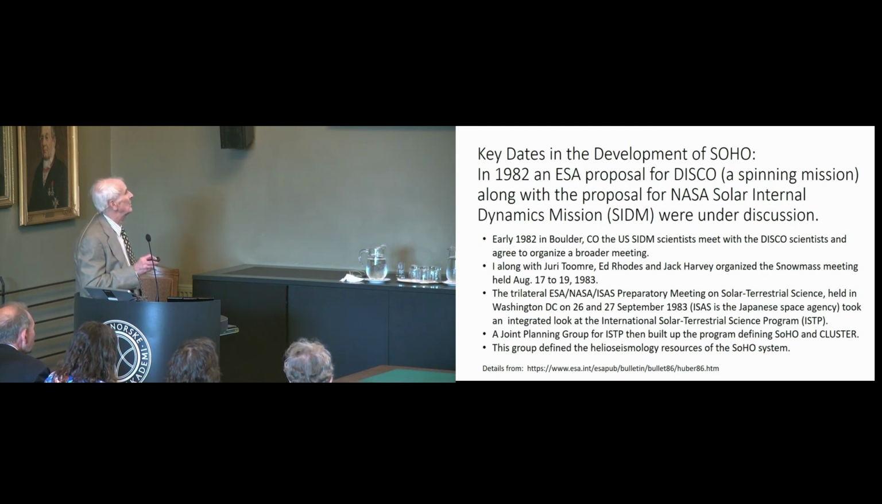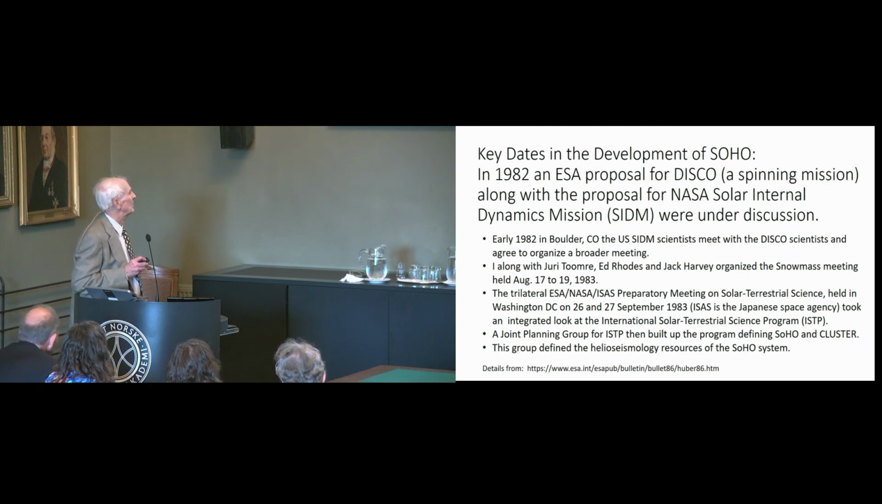But anyhow, the meeting was successful, and Yuri Tumri, Ed Rhodes, Jack Harvey, and I organized a Snowmass meeting in 1983, which was attended by the NASA manager who was impressed by the outcome, and so he went back and started lobbying the NASA headquarters people that we should really do something.